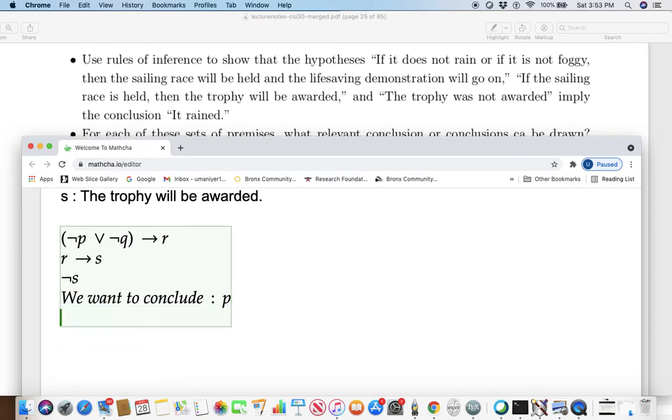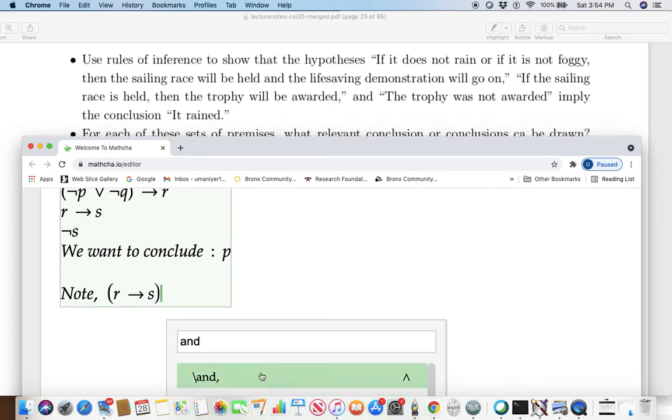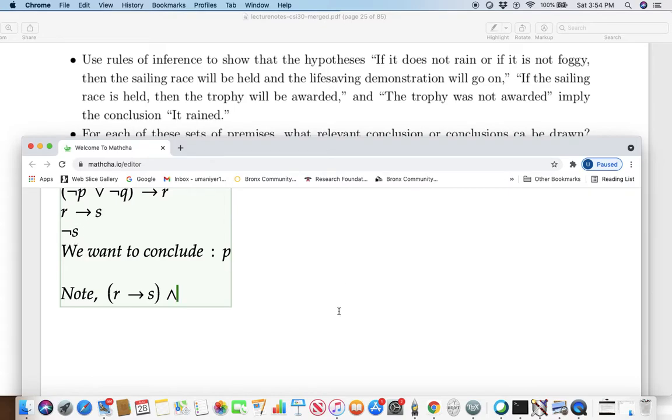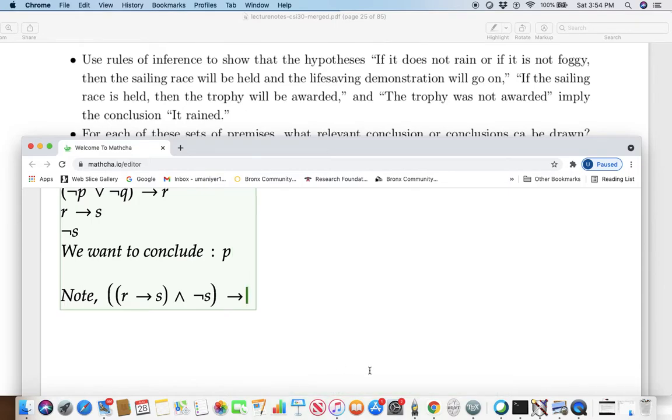All right. So note R implies S, okay, and not S. R implies S and not S together concludes not R.